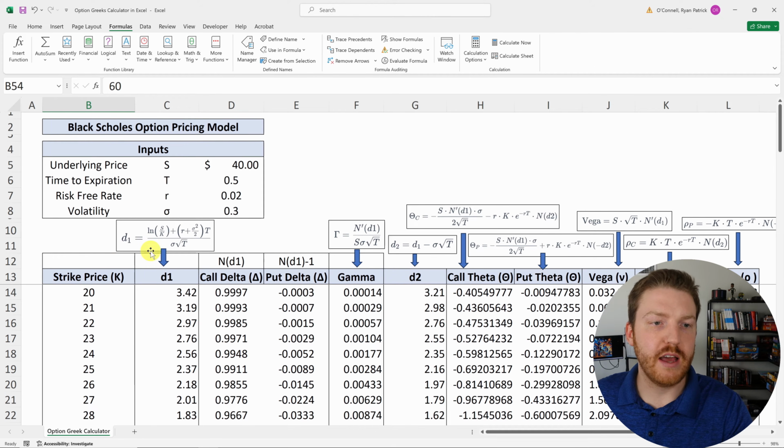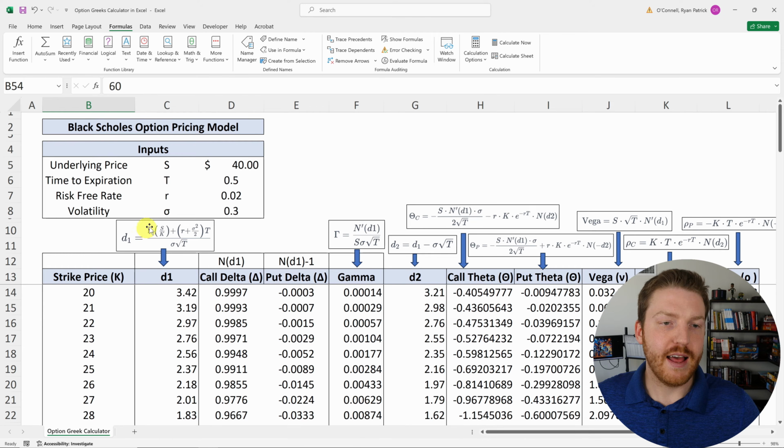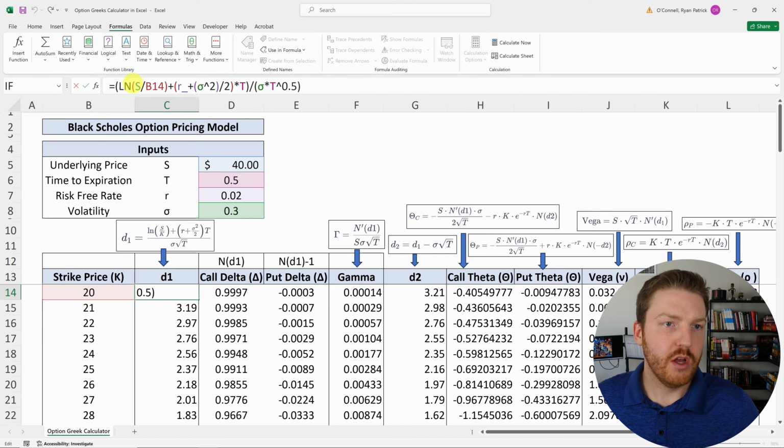So D1 is kind of a complicated formula. You can see that D1 is going to be equal to the natural logarithm of S divided by K, so the underlying price divided by the strike price, which I've got here. So S divided by B14, which is K, plus the risk-free rate, plus the variance, which is just this volatility squared, divided by 2, multiplied by T.